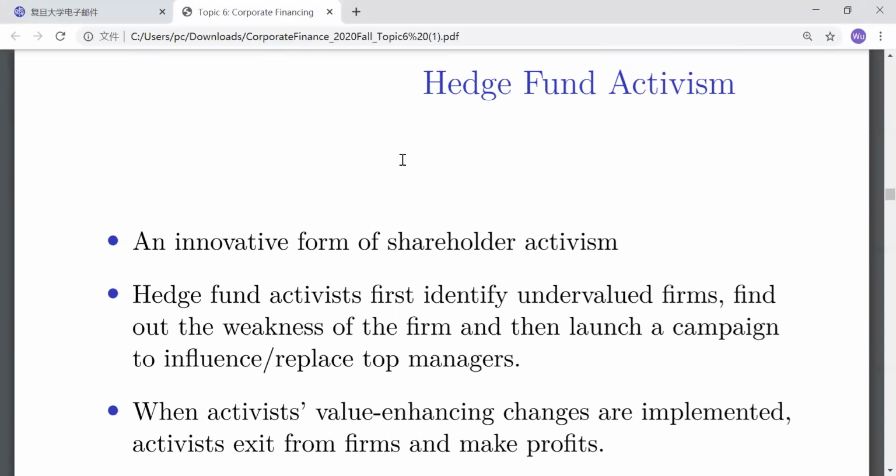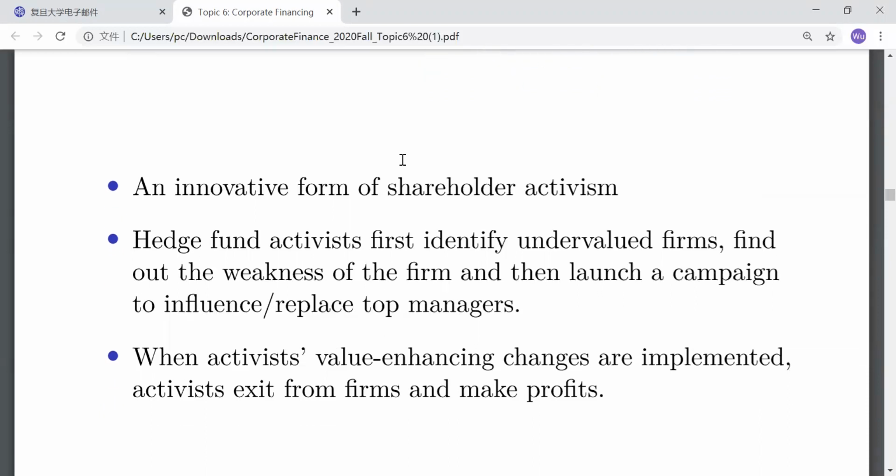And later we'll talk about another strategy, which is called hedge fund activism. Right? This is an innovative form of shareholder activism, because hedge fund activists directly influence the management of the company. What they do is first identify undervalued firms, find out the weakness, and then launch a campaign to influence or replace the top manager. Or they will suggest what action the firm manager should take to improve shareholder value. And finally, when activist value-enhancing strategies are implemented, activists exit from firms and make profits.